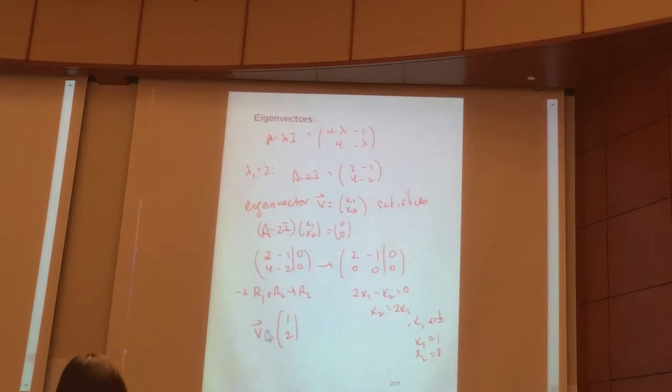Contrast this with the previous problem. I had 2 eigenvalues, got 2 eigenvectors. Here I only have 1 eigenvalue, and I got 1 eigenvector. That's going to be a problem in the next chapter, but doesn't make any difference here. All right.